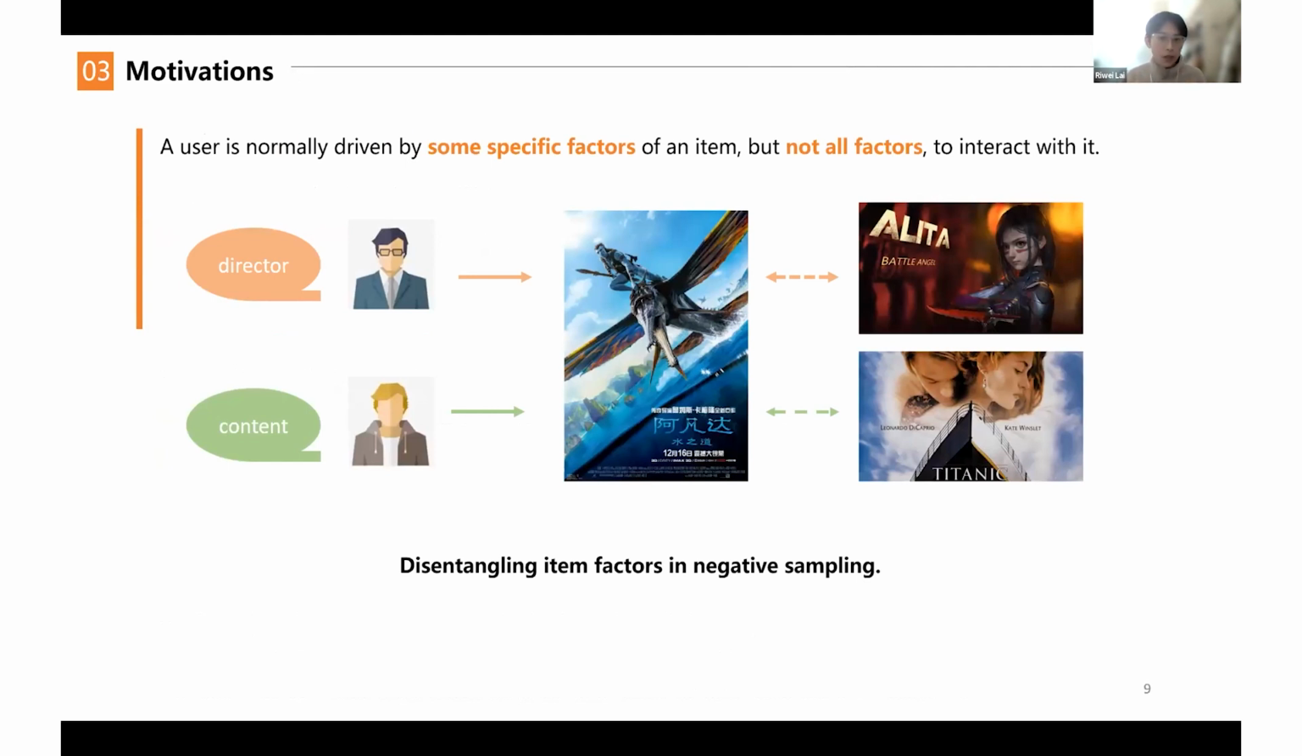Although existing works on negative sampling have achieved promising results, we argue that they still suffer from a common drawback. All of them ignore the fact that a user is normally driven by some specific factors of an item, but not all factors, to interact with it. For example, a user may watch a movie just because of its director, while someone else may care more about the content. Without taking into consideration items' specific factors in negative sampling, existing methods may fail to identify the most suitable negative samples to characterize user preferences. So we propose to disentangle item factors in negative sampling.